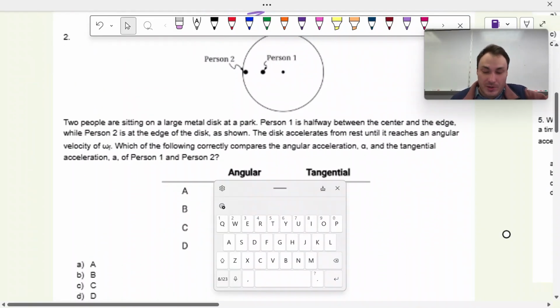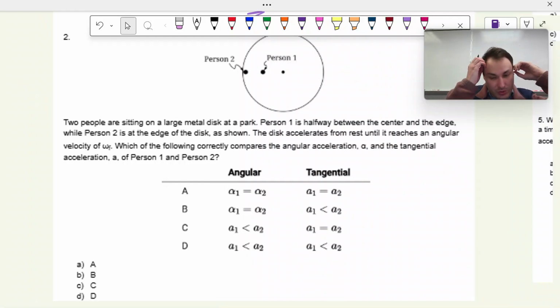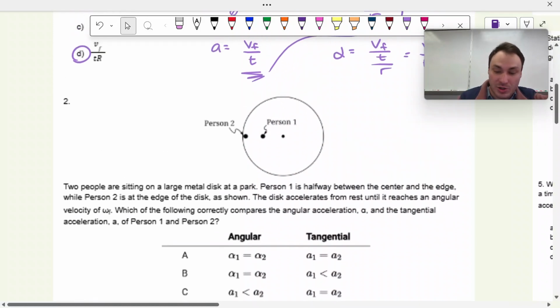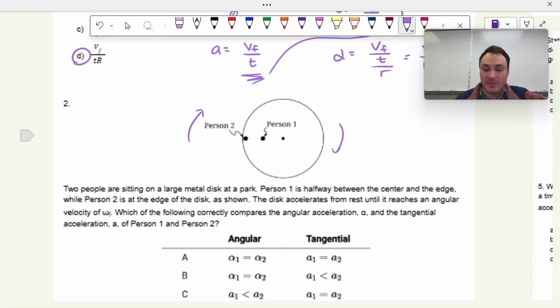Two people are sitting on a large metal disc at a park. Person 1 is halfway between the center and the edge, while person 2 is at the edge. The disc accelerates from rest until it reaches an angular velocity of omega final. Which of the following correctly compares the angular acceleration alpha and the tangential acceleration a of person 1 and person 2? So these two people are spinning on this disc, this merry-go-round, this roundabout, take your pick.